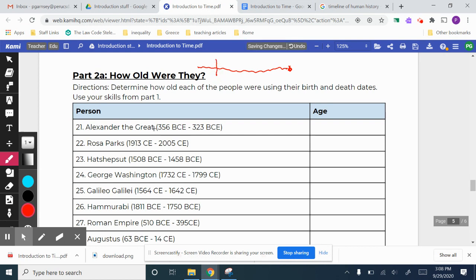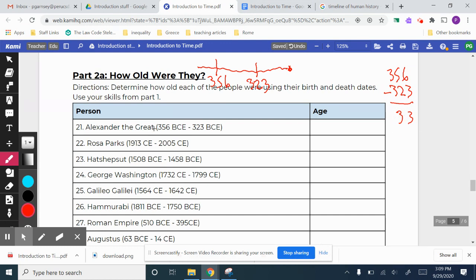He would have been born in 356, died in 323. So how old was he when he died? We can take 356, subtract 323.